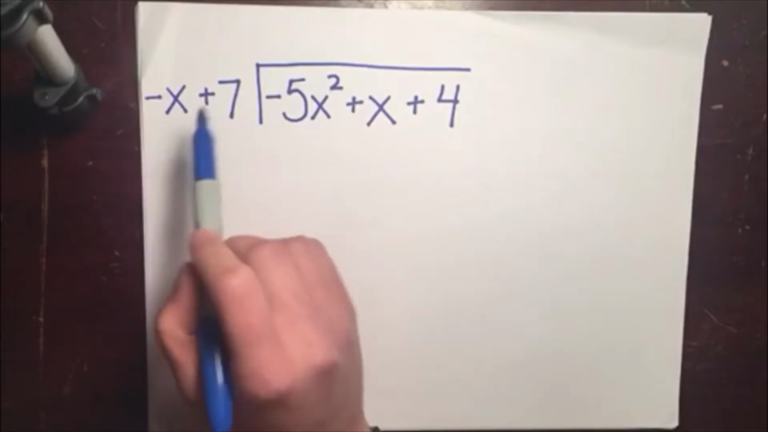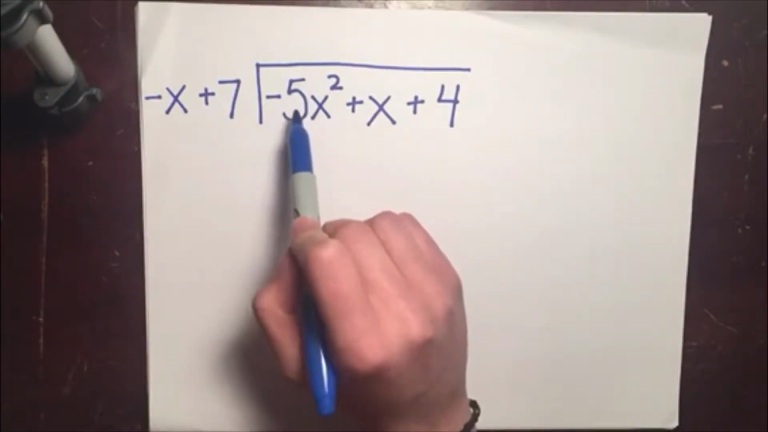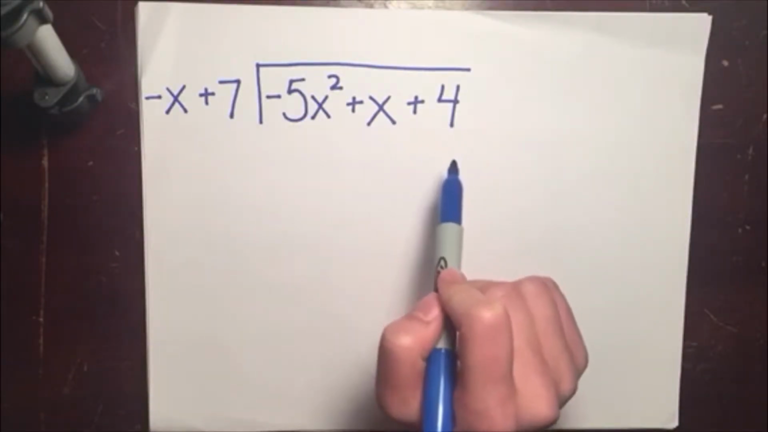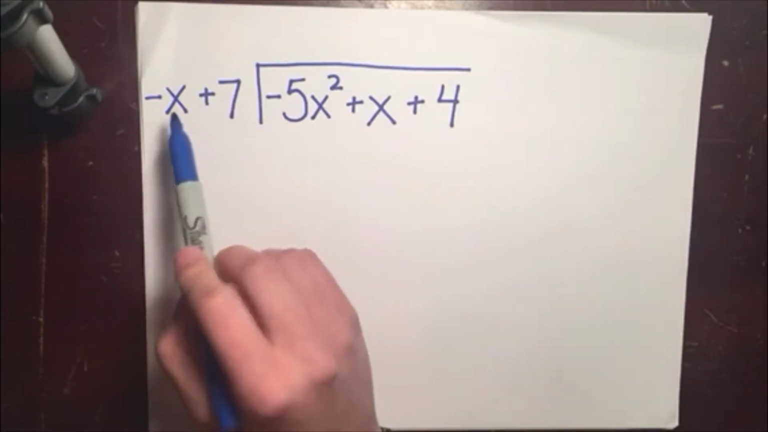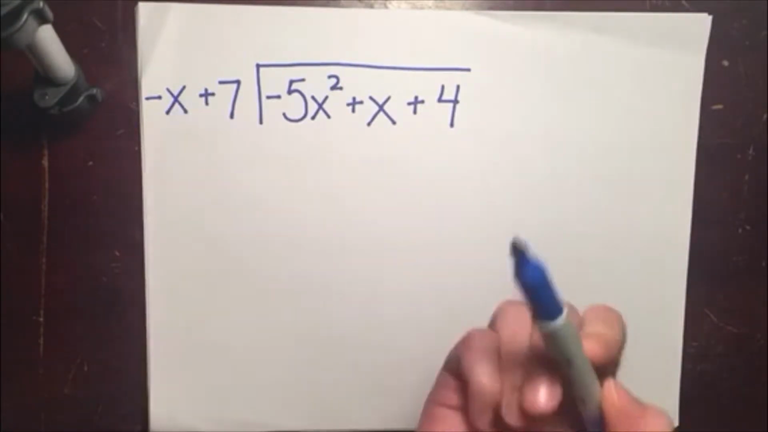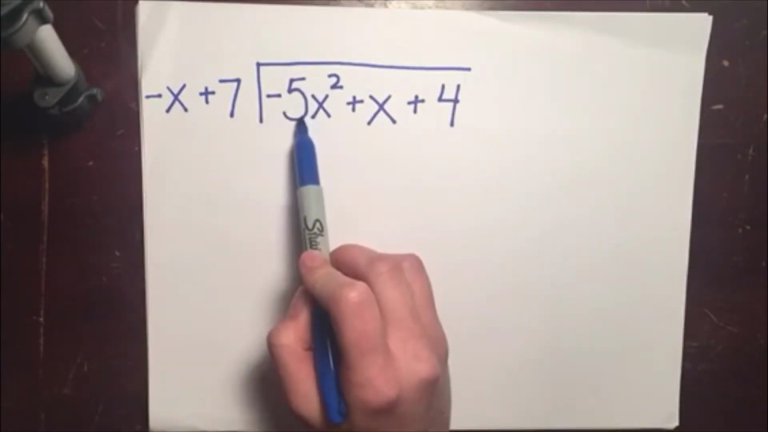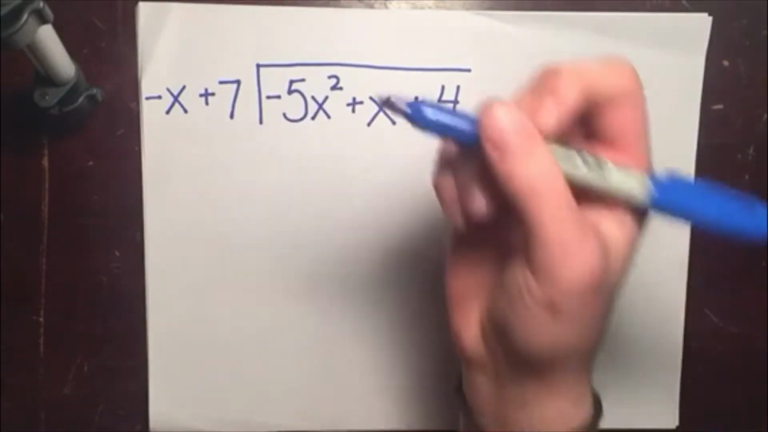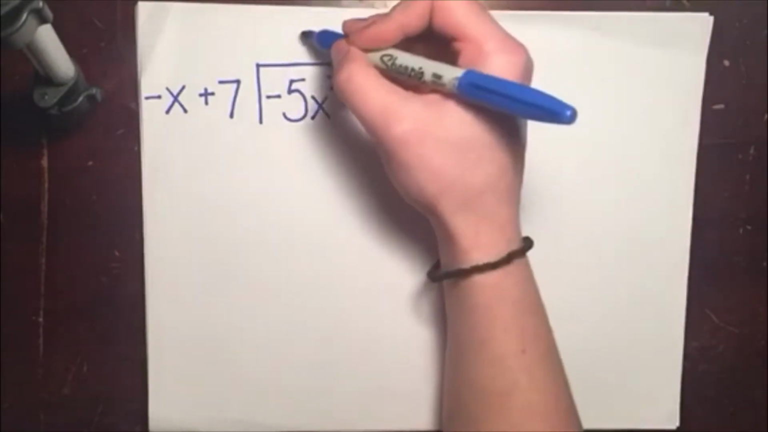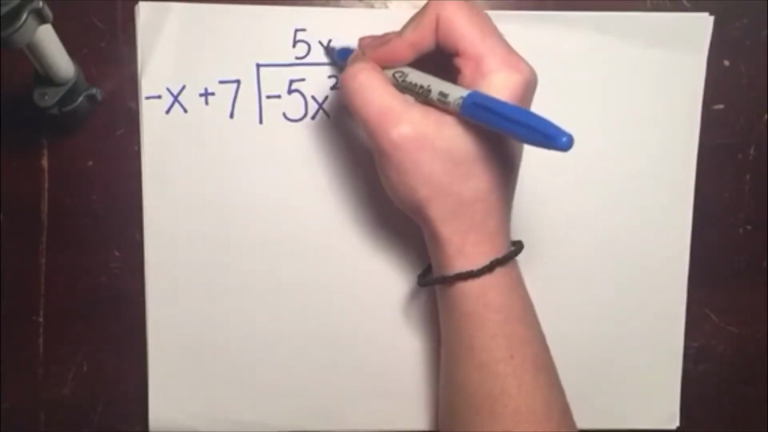So we have negative x plus 7 divided by the quantity negative 5x squared plus x plus 4. Like I said, the first thing we're going to want to do is take a look at this x, and ask ourselves, how many times can this negative x go into this negative 5x squared? And the answer to that is positive 5x. So we have positive 5x.